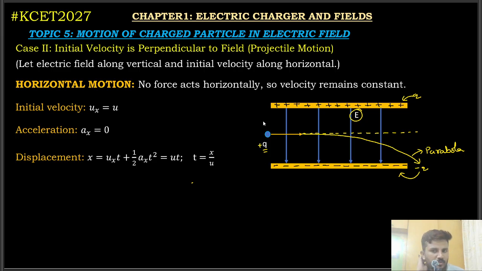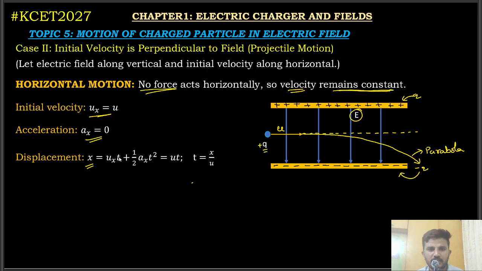So let us divide this motion into two components, two parts, that is horizontal motion and vertical motion. In horizontal motion, do you think any force is acting? No. Its inertia is making it move in the same direction, so no force acts horizontally. So velocity remains constant. What is the initial velocity? Initial velocity is u. So final velocity is also u only, because there is no force, so no acceleration.